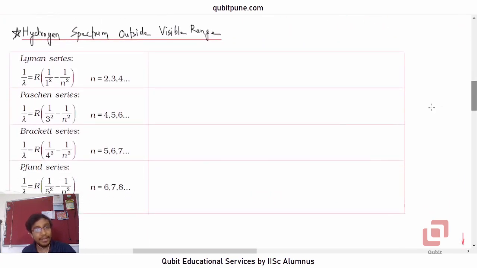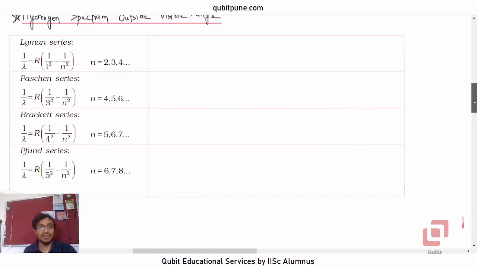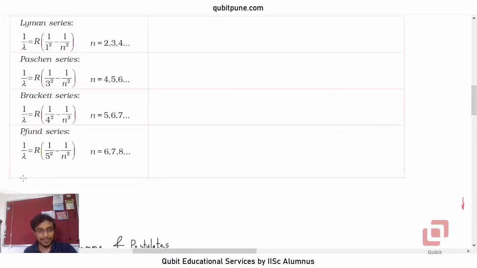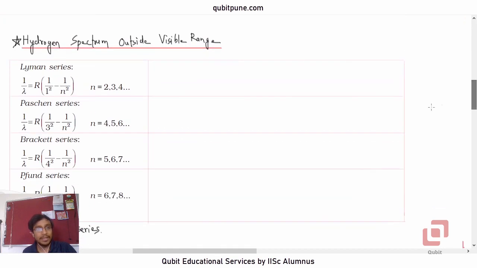Okay, so we have these lines, the Lyman series, Paschen series, Brackett series, Pfund series and Humphreys series. We did discuss it. Then we have this Humphreys series also. Correct? The Lyman series is in the UV range, and all the remaining are in the infrared.